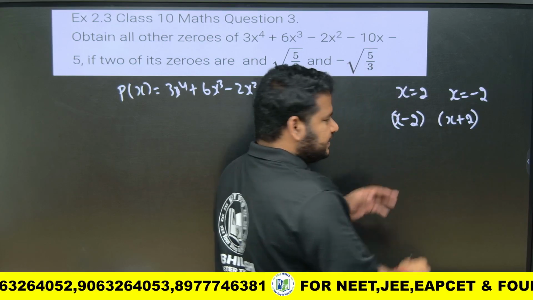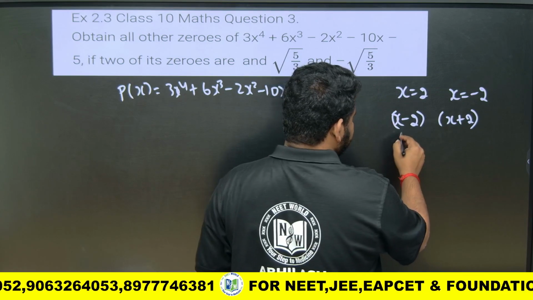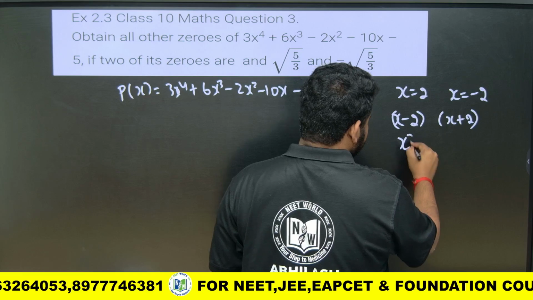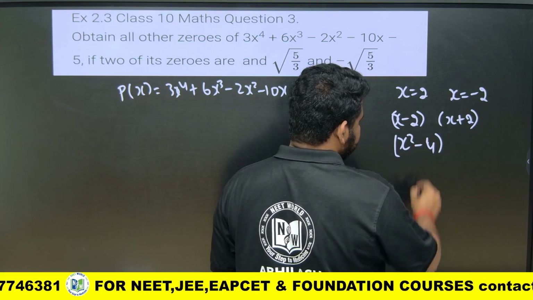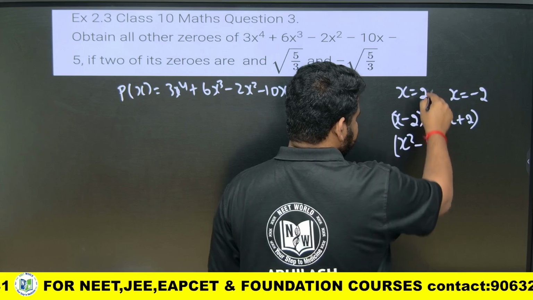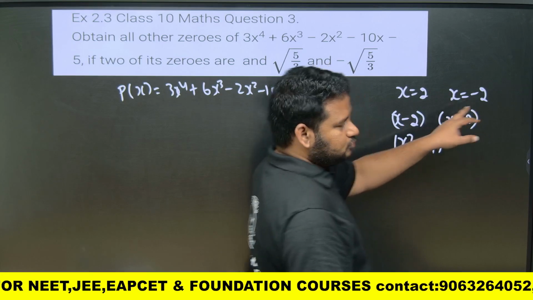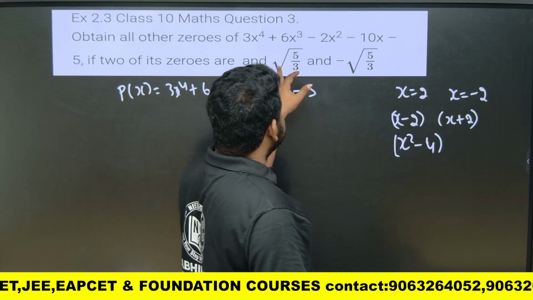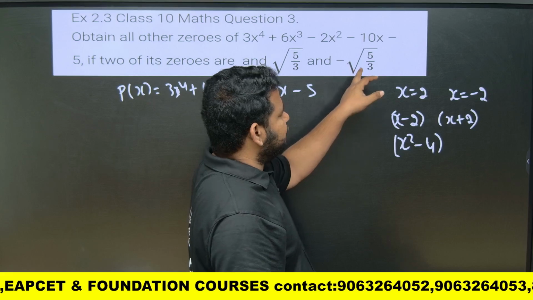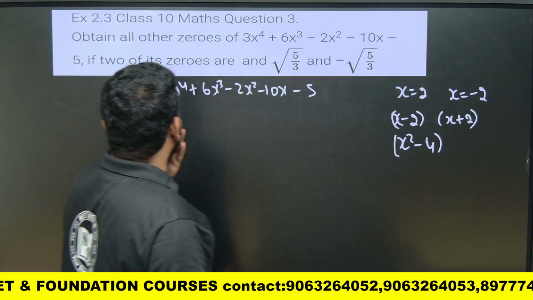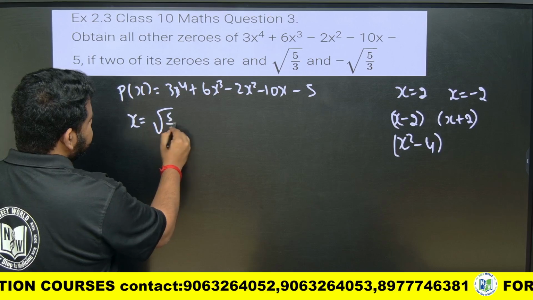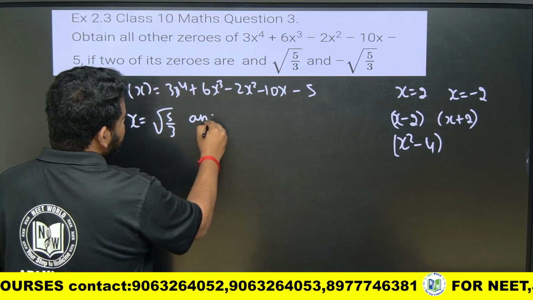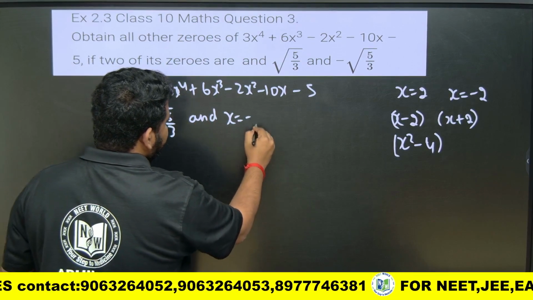So what will the quadratic equation be? I am going in reverse. So this will become x square minus 4. This will be the quadratic equation, a plus b into a minus b. For this, if we write it like this, then further we will get x is equal to 2, x minus 2. So I got x is equal to root 5 by 3, x is equal to minus root 5 by 3. So if they are the zeros, that means x is equal to root 5 by 3 and x is equal to minus root 5 by 3.